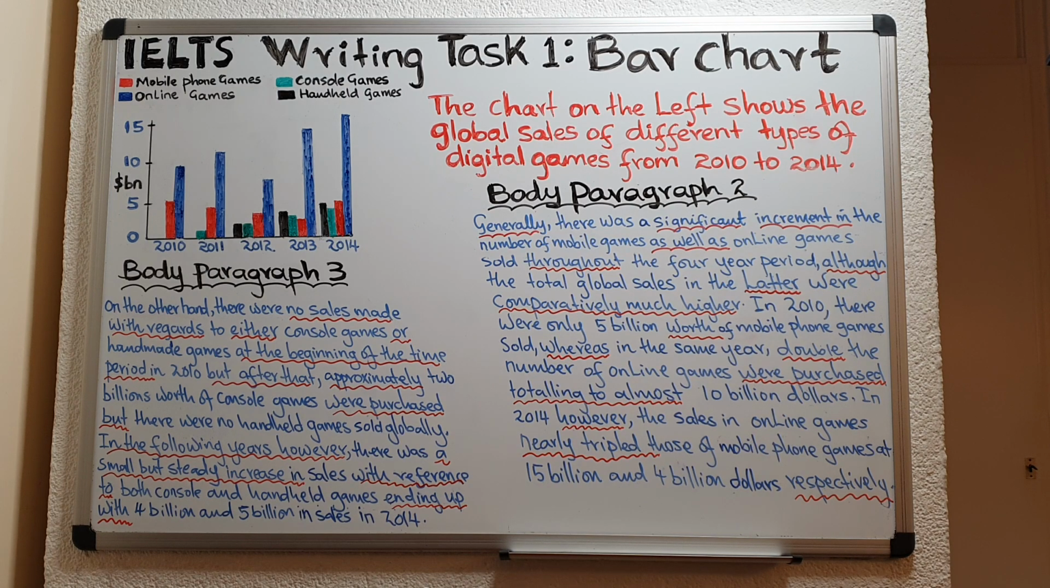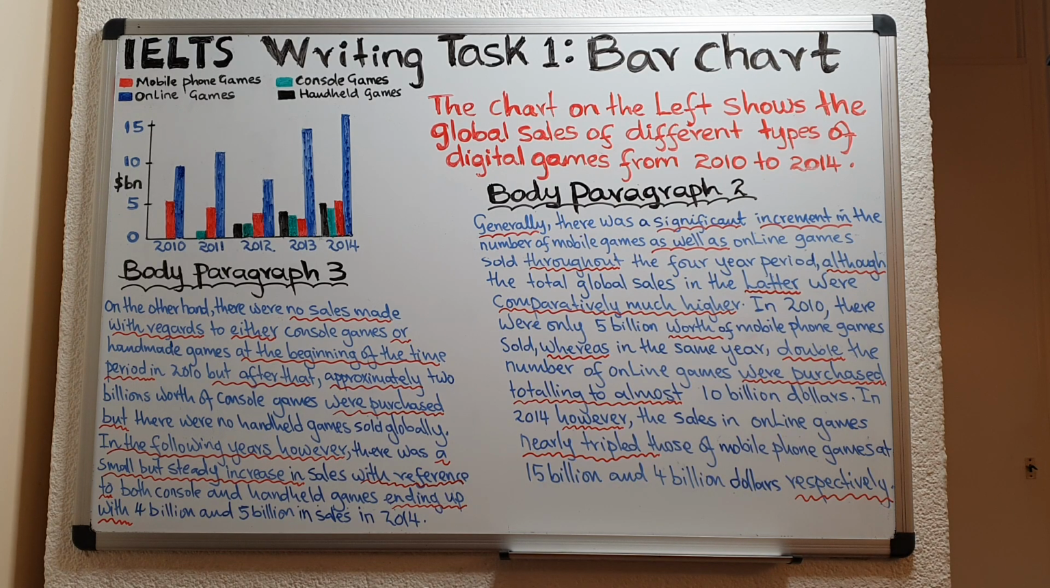The next thing is to look at the key. Red is for mobile phone games that were sold. Blue is for online games. Green is for console games, and red and black is for handheld games.